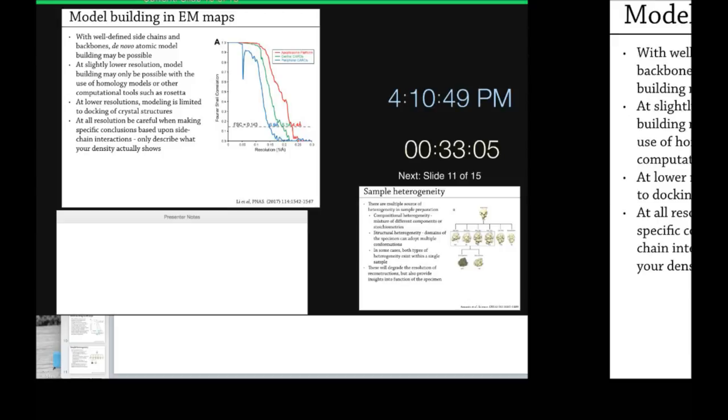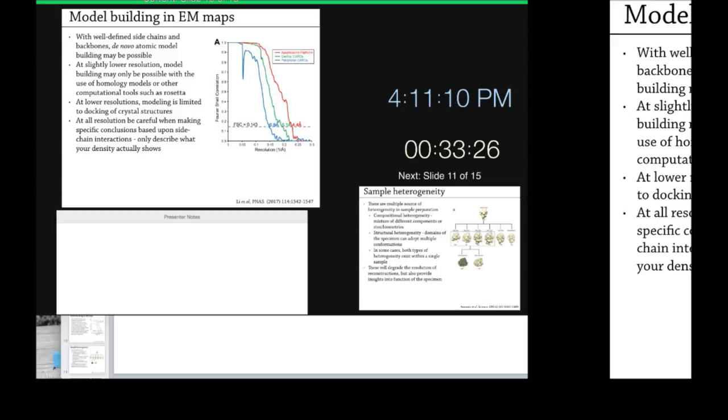You have to be careful though, is the program able to build it accurately? And so sometimes even when you use that, it may be useful to trim away a lot of the side chains and just leave the polyalanine model at the end rather than trying to overinterpret something that you don't have good data for.